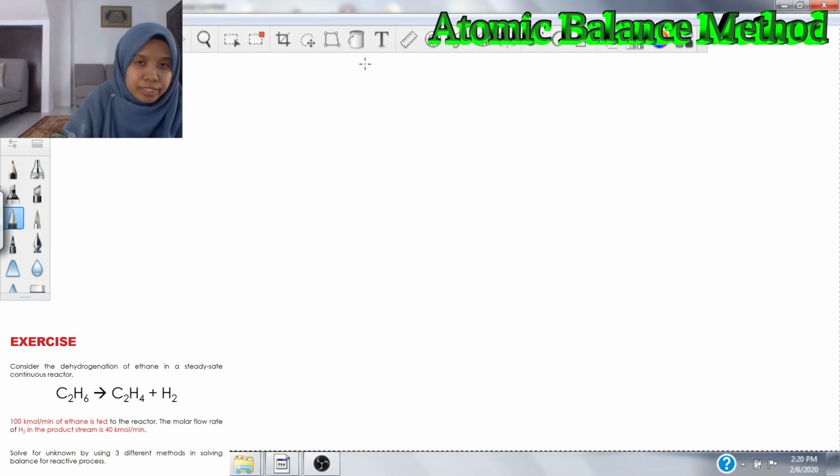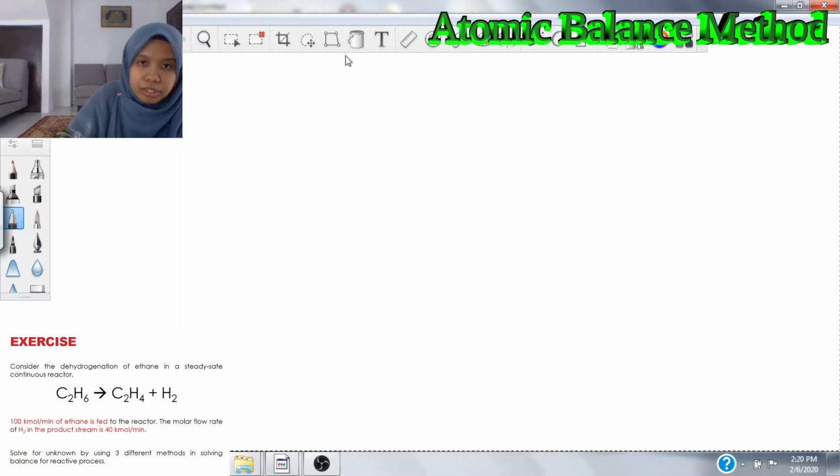Okay, for this exercise, previously Dr. Shima has shown you the solution using the extent of reaction method. So for this one, I'm going to show you how to use the atomic balance method to solve this problem.